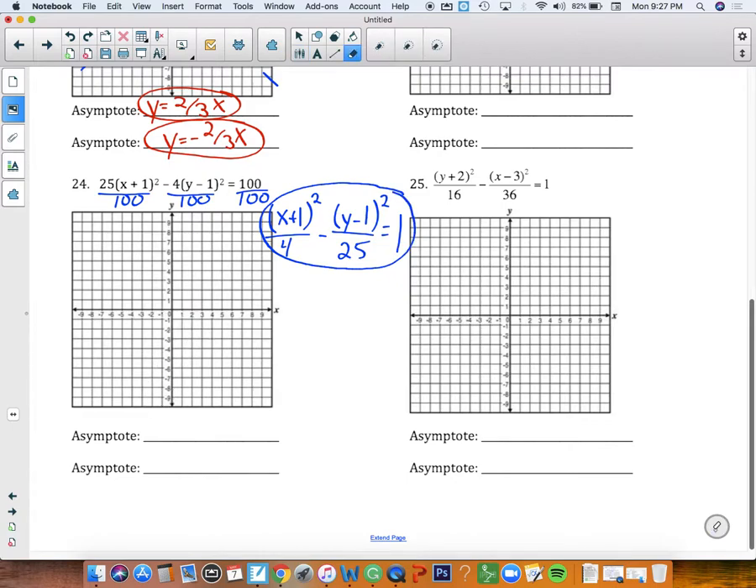The center is not 0, 0. So we got to pay attention to the h and the k. So h is there, k is there. So we have a center of negative 1, 1. That changes it a little bit. So negative 1, 1. And now we can do our box method. So we go 2 left, 2 right from there. And 5 up, 5 down from there. So there and there. Now we can do our box. Okay, and then we draw asymptotes out from the center.